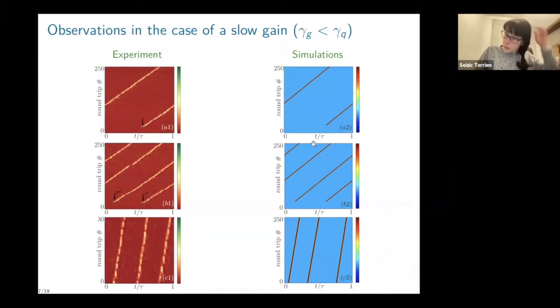What is interesting here is that time domain simulations of the quite simple model allow us to reproduce very accurately the experimentally observed dynamics. So same with 1, 2, or 3 external perturbations.